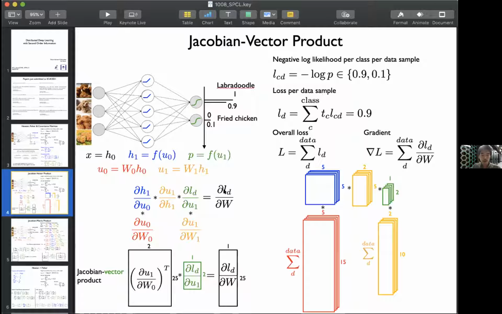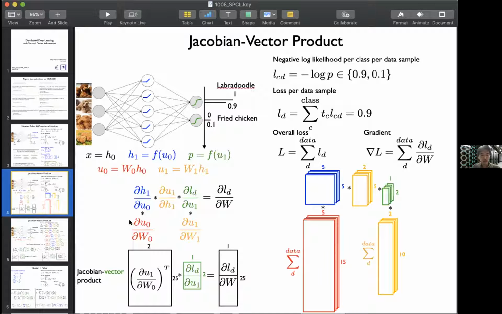So L_D is not immediately a function of W. So you need to first take the derivative with respect to U1. U1 is the final output shown here, which is fed into this softmax function. And before that is the linear layer, which is what multiplies W1 and H1. So this yellow part is back propagated this way.